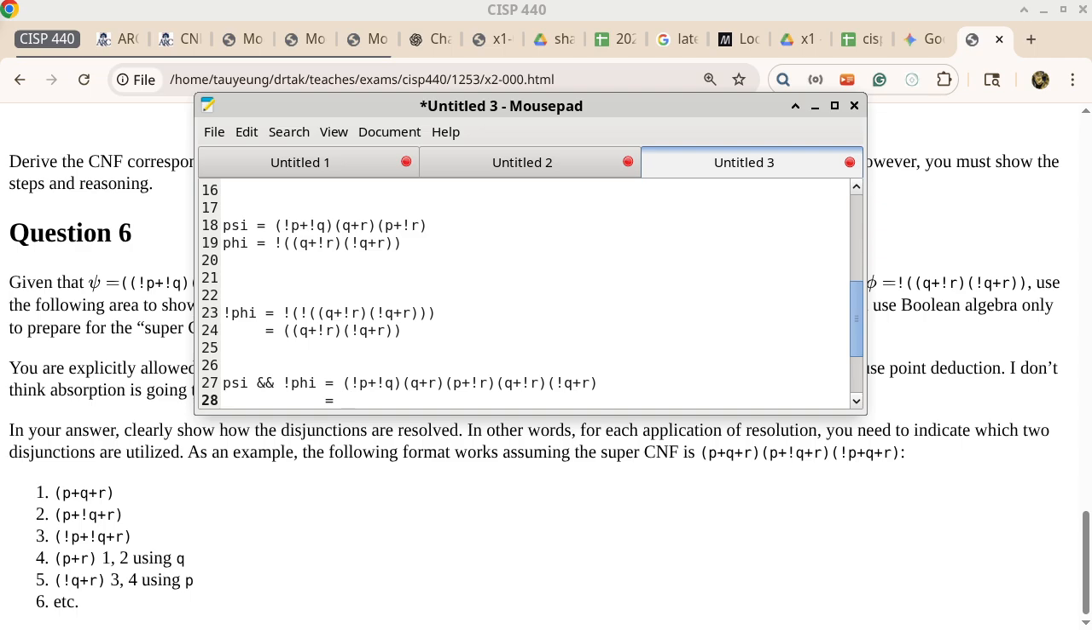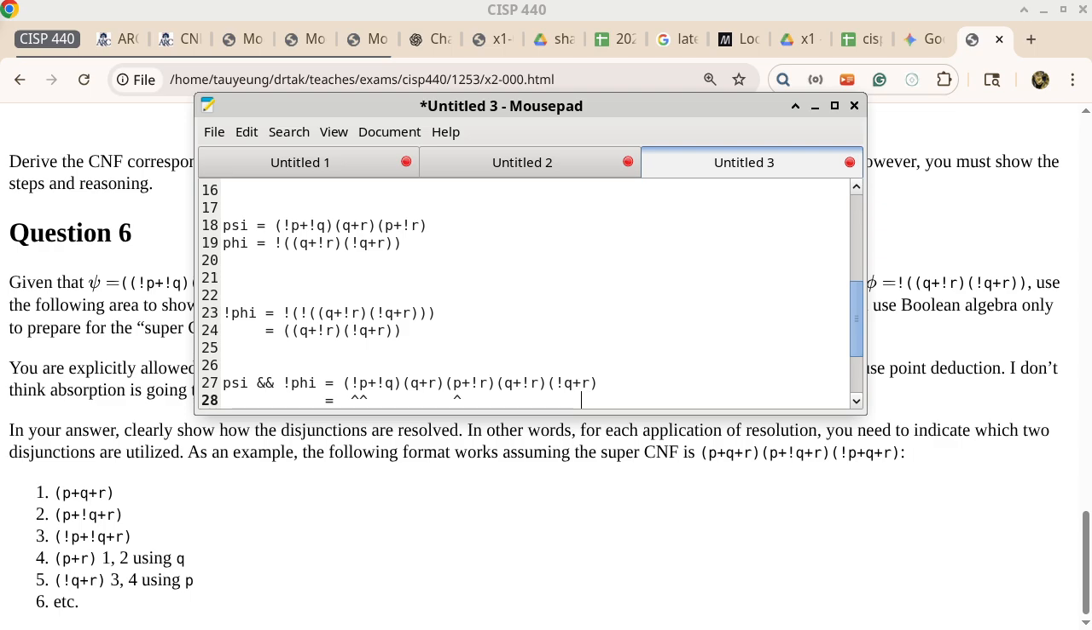If we want to do it in a very systematic way, then we look at this not P and ask, who has P in the disjunctive term? Yep, this guy has one. So now we combine these two to a new disjunctive term.